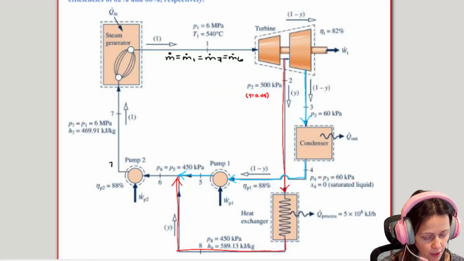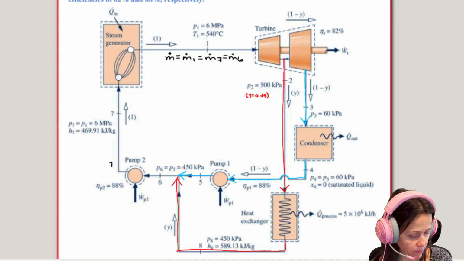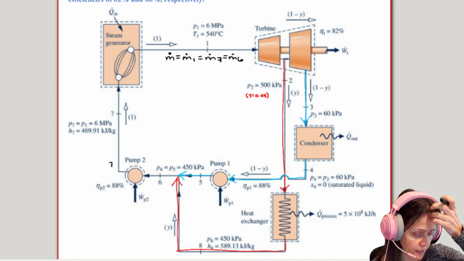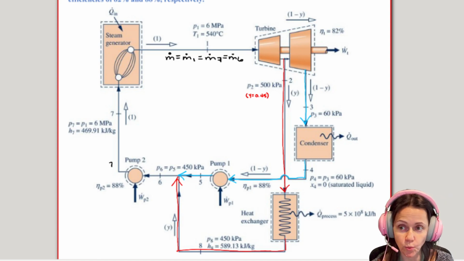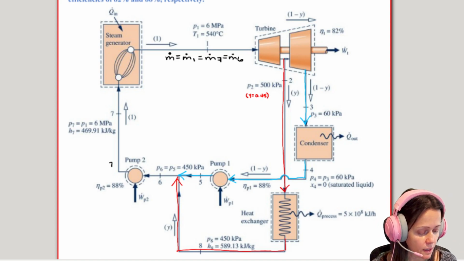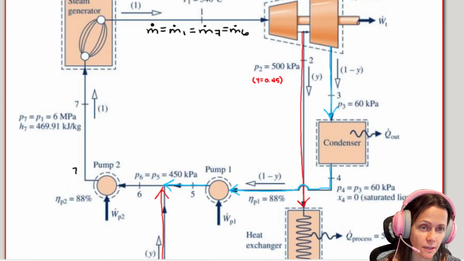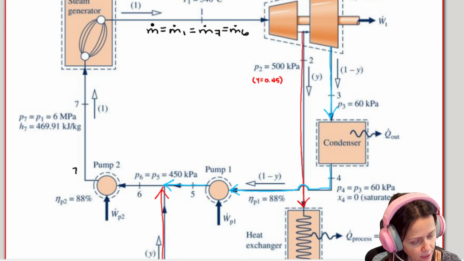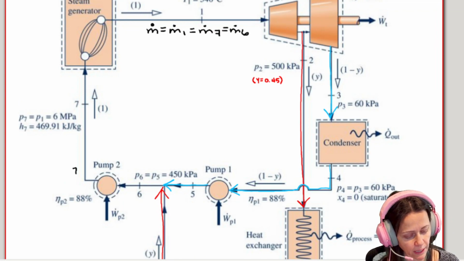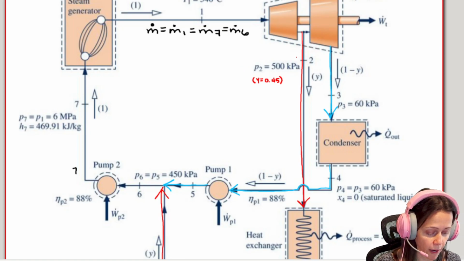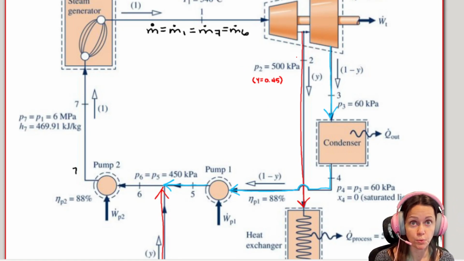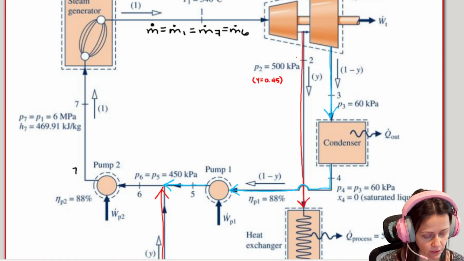All right, so we have a problem here, a cogeneration plant, and we're given quite a lot of information about all the states and everything. I've tried to color code it where the steam splits. The problem tells us that 45% of the steam is extracted at 500 kilopascals. So right here at state 2, y is equal to 45% or 0.45. So that's something that's given to us.